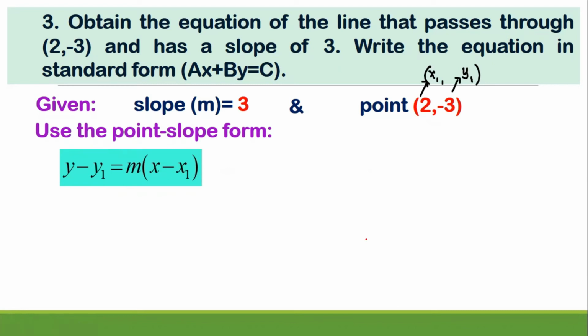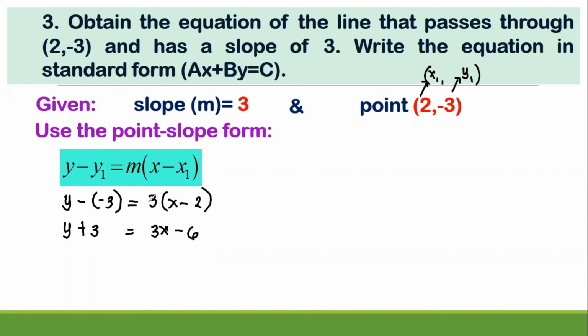So let's substitute this time. Again, substitute only the ones with subscripts and m. So we have y minus y sub 1, which is negative 3. Don't forget, it's negative 3. Equals, our slope is 3, times x minus our x sub 1, which is 2. Then simplify, of course. So we have y, negative times negative 3 becomes plus. And distribute 3 to x minus 2. So we have 3x, and 3 times negative 2 is negative 6.